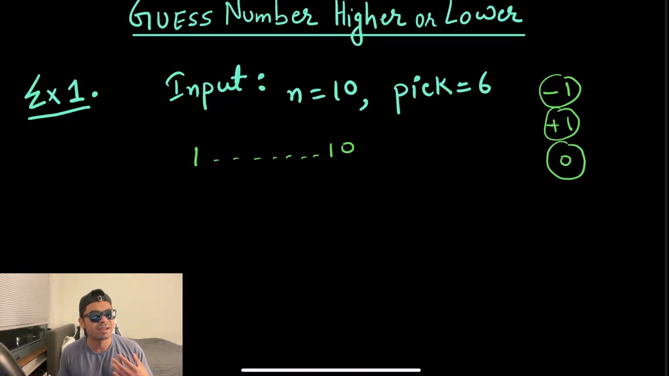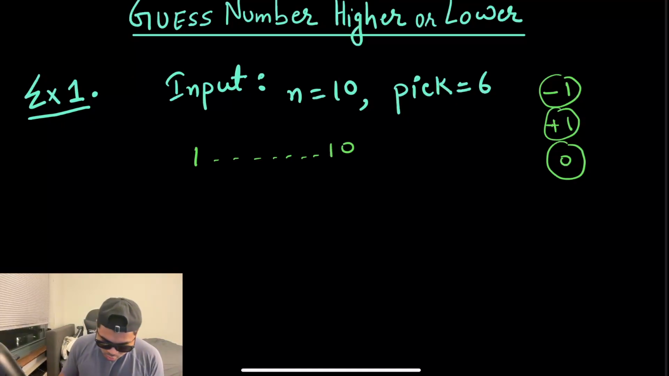-1 means that our guess was higher than the number they picked, so we gotta come down into the first half. If it is 0, then it's equal. And if it is +1, then our guess was lower than the number, and we gotta go a little higher.